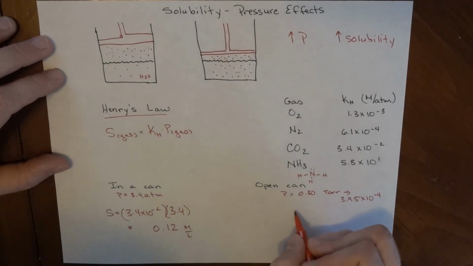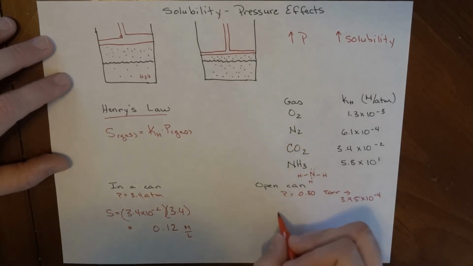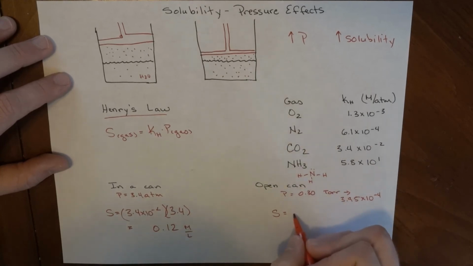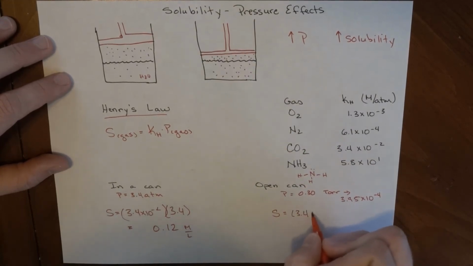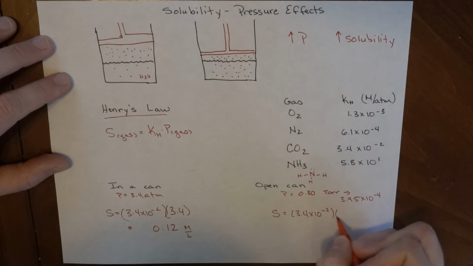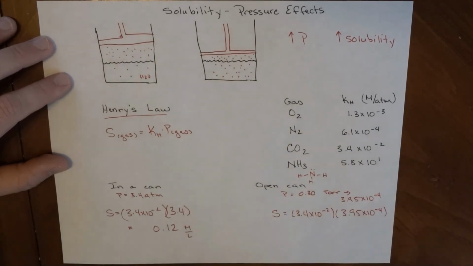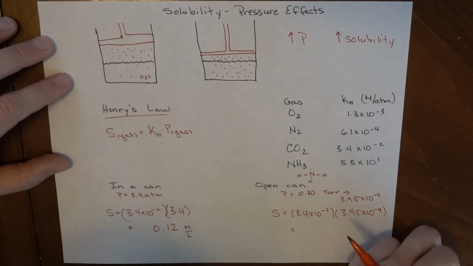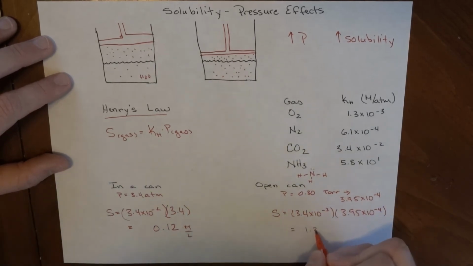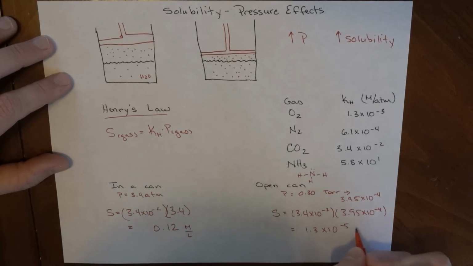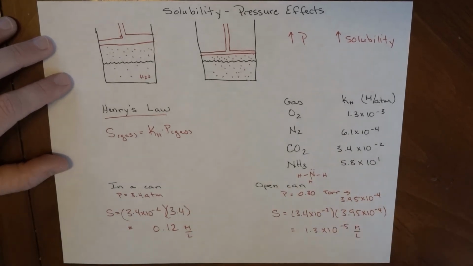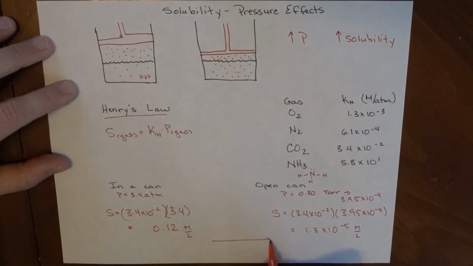Now, if I open up that can of pop, the solubility is very different. So our constant is still 3.4 times 10 to the minus 2, but our pressure is much lower, 3.95 times 10 to the minus 4. Okay? That means that our solubility goes down to 1.3 times 10 to the minus 5 moles per liter. So this is a very low solubility, and you might notice that if you leave a can of soda open for a long time, it goes flat.